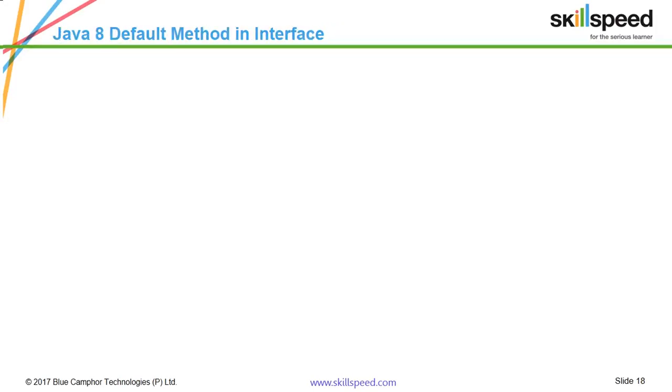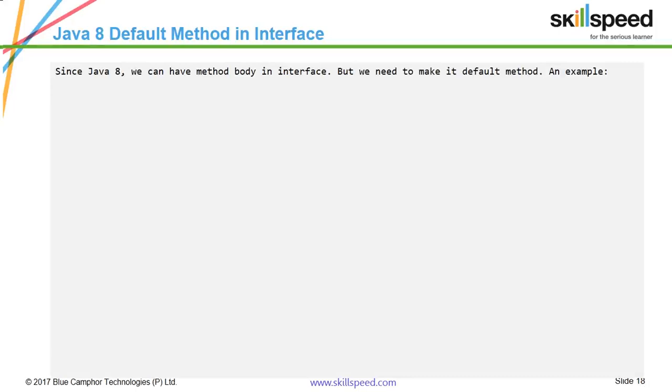Let us look at a few points for interfaces which can be done from Java 8 onwards. As already mentioned, since Java 8, we can have a method body in an interface, which means apart from abstract methods, you can also have a non-abstract method in an interface from Java 8 onwards. But we need to make it a default method only.